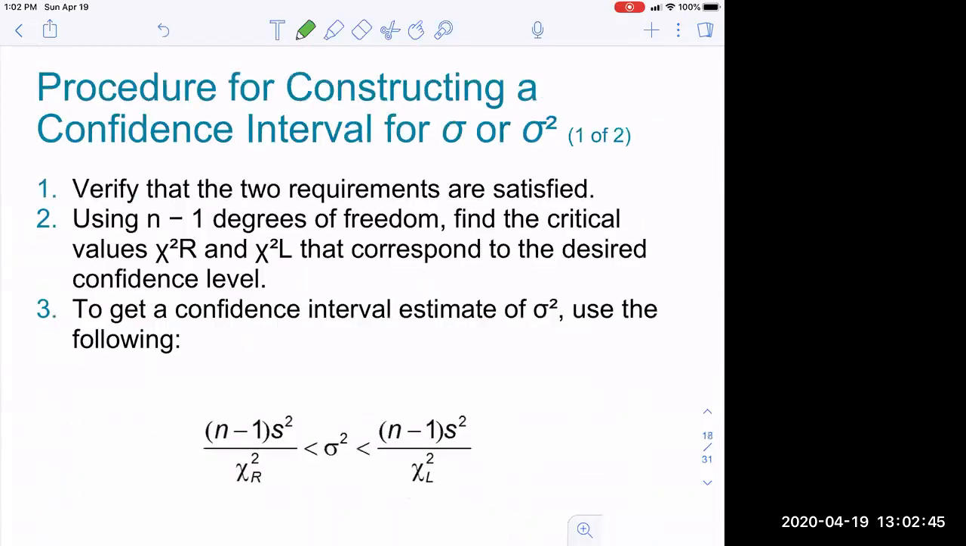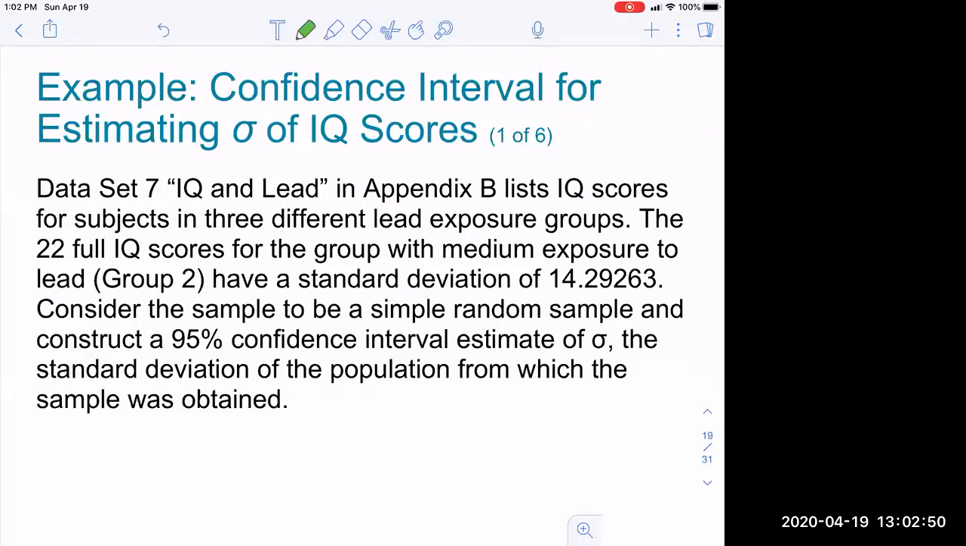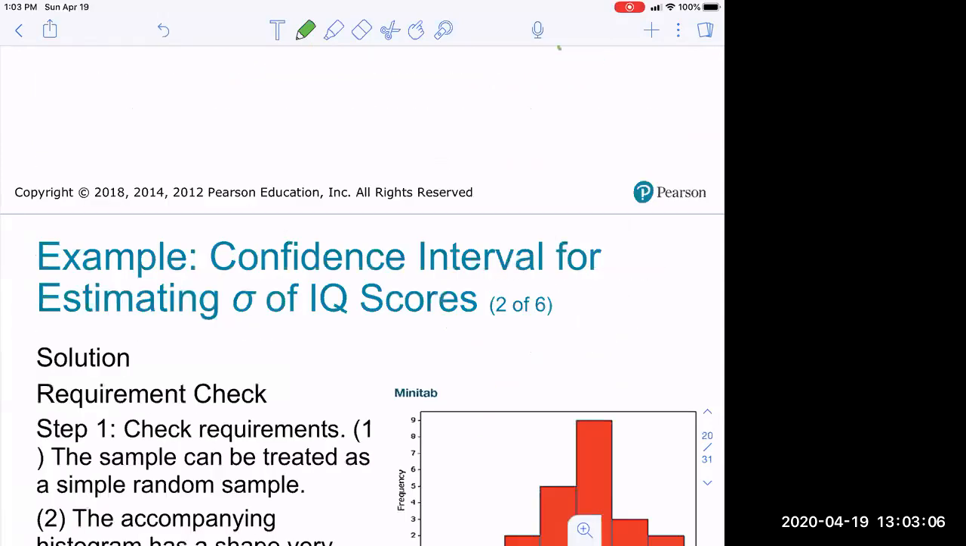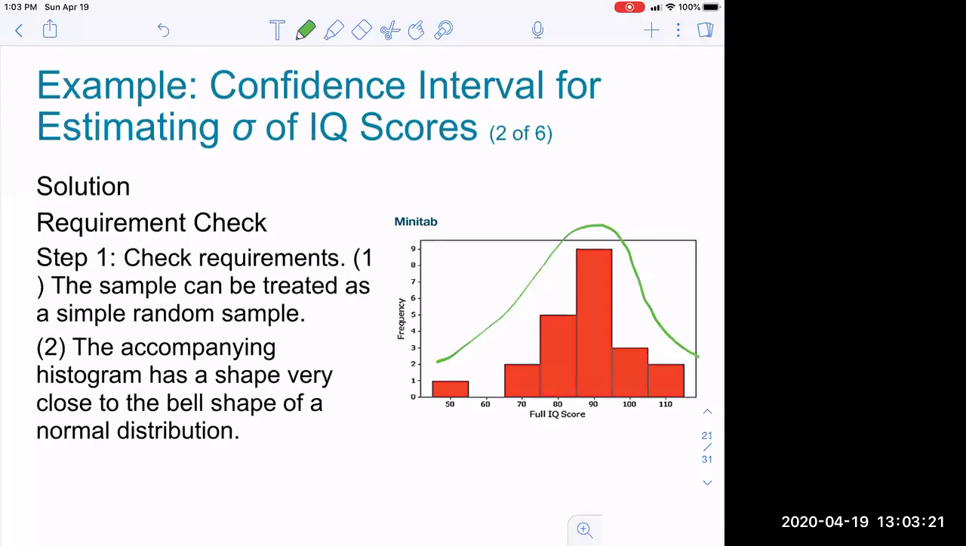So where's our problem? Here we go. IQ and lead. N is 22. We got our degrees of freedom. I'm rounding the standard deviation to 14.3 because I'm not going to use that big number. I want a 95% confidence interval. They plotted this for us. There's a histogram. Pretty normal, not too bad. When we do problems, I may have you do a quick dot plot, do the same kind of thing if I give you a list of data.